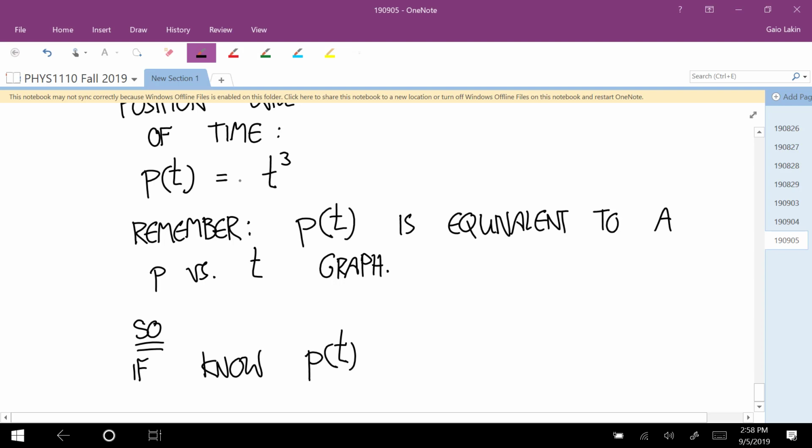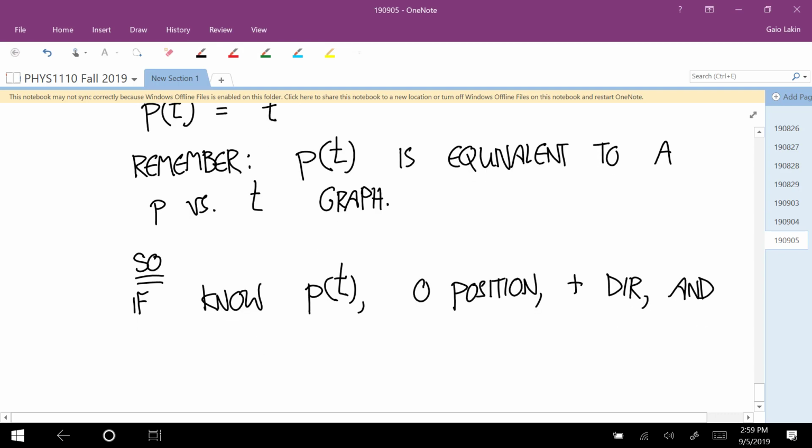If you have a function like that, that means that the 0 position, positive direction and 0 time have already been chosen. Okay, so if you're just given position as a function of time, it means those choices have already been made for you. Okay, so if you know position, P of t, then these 3 things have already been chosen.